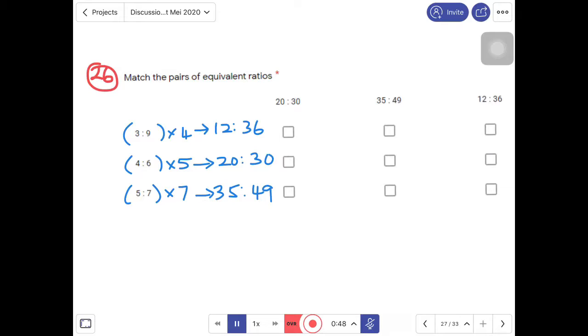So first one is this. The second one is here, and the third is this.